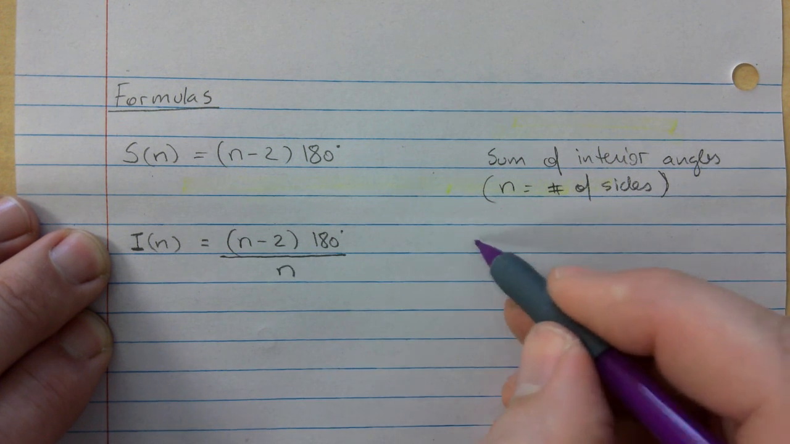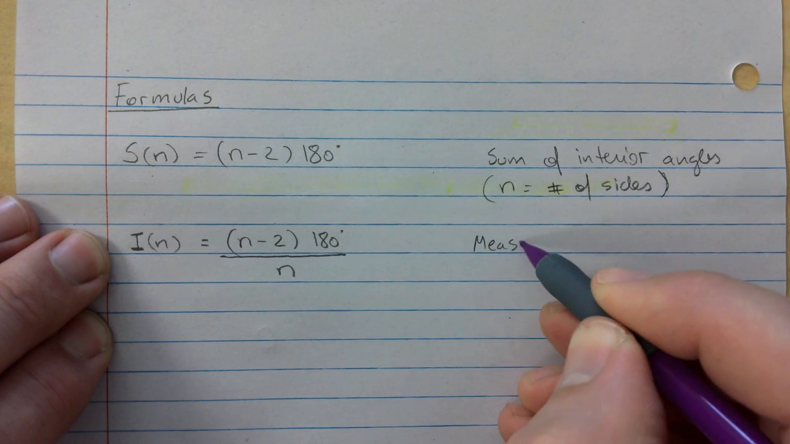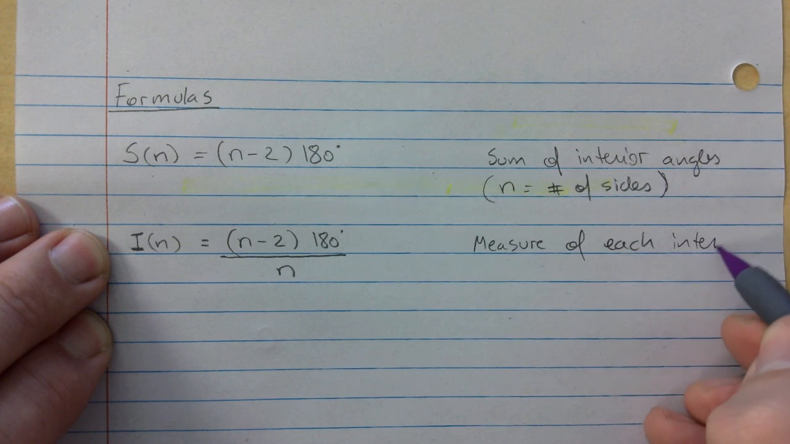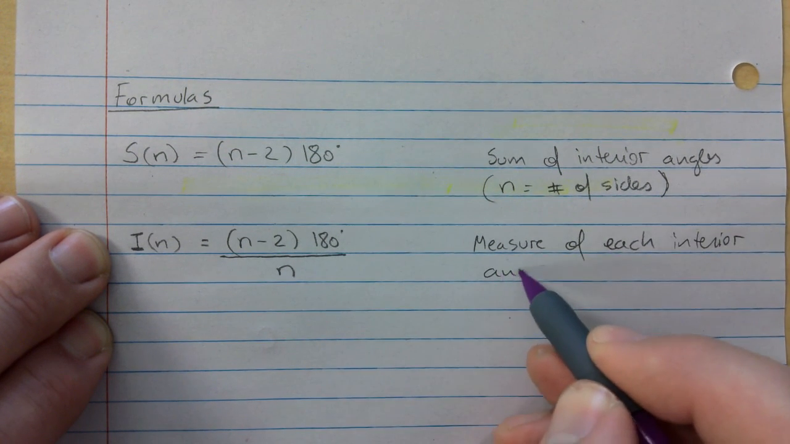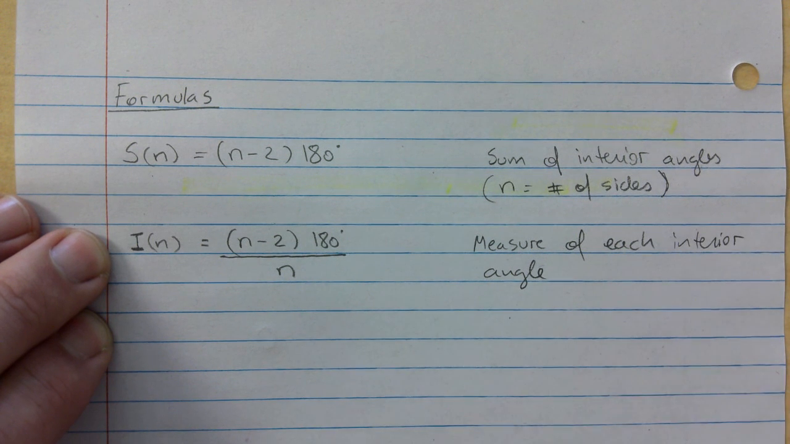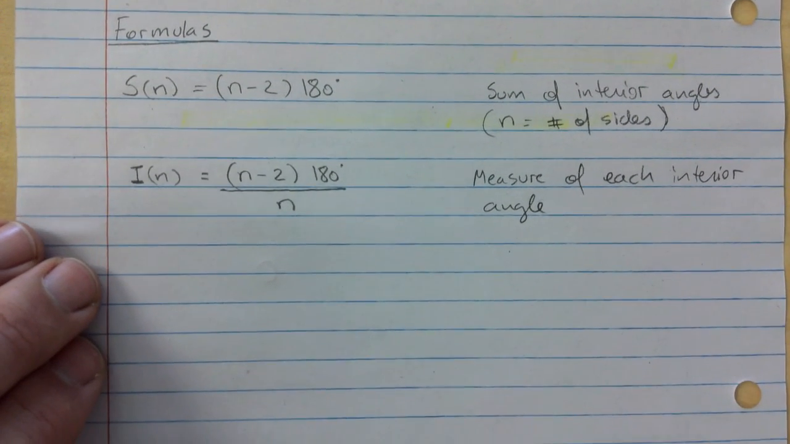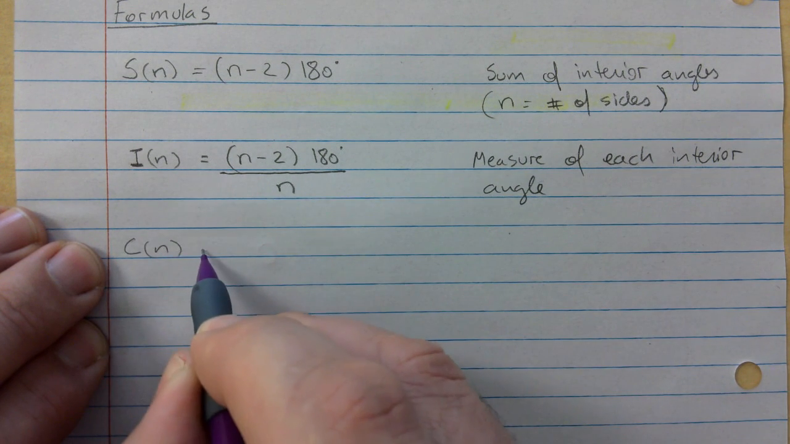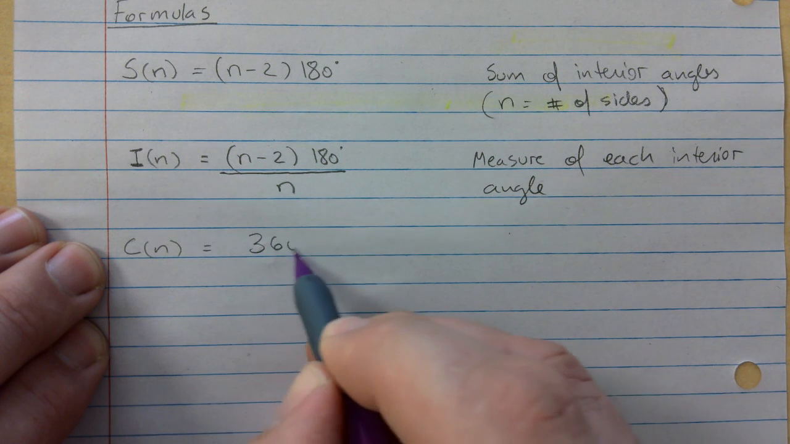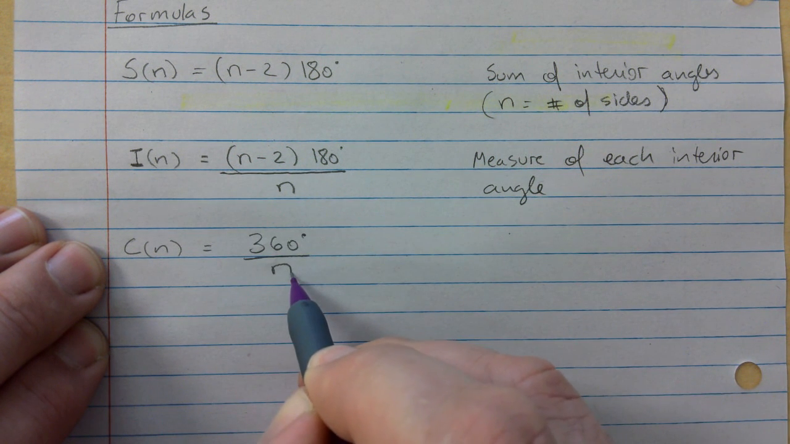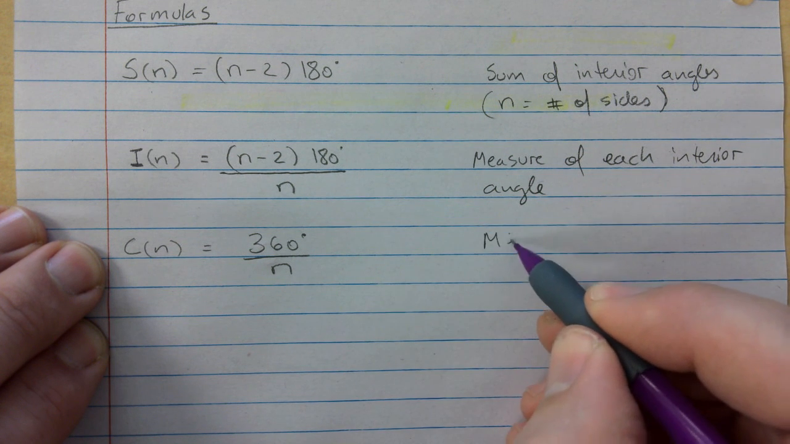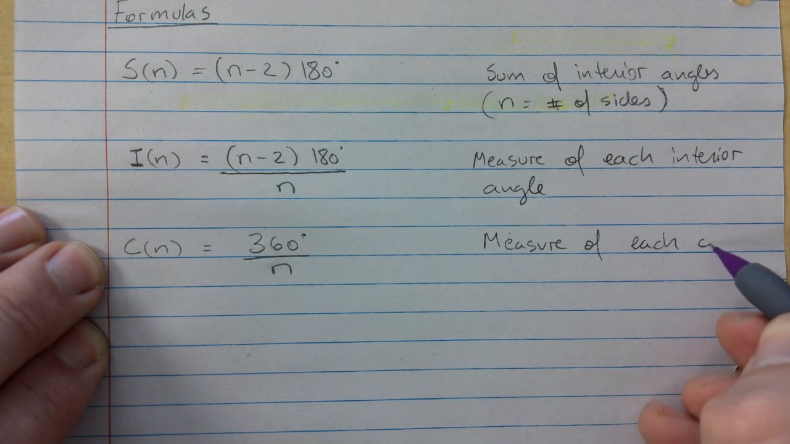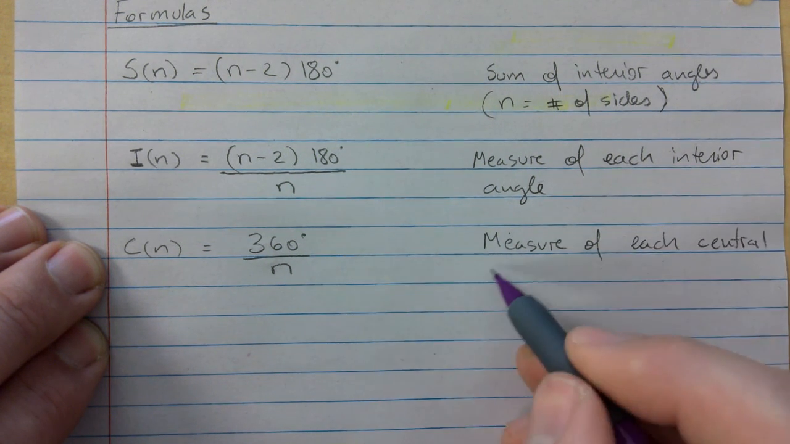And that tells you the measure of each interior angle. Then you have C of n, and that's a pretty easy one. It's 360 divided by n. The measure of each central angle.